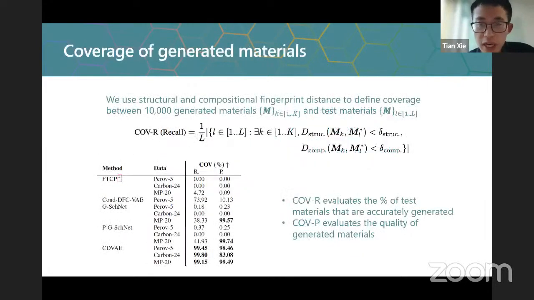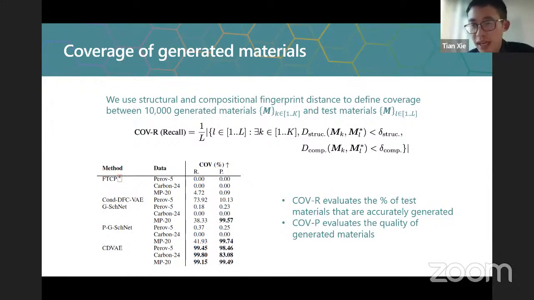And we further define another metric, which we call coverage. Here, we try to compare the distribution of materials we generate to the distribution of the testing materials that we have reserved for the test data set. So here you can define 2 types of coverage. One is what we call coverage recall, which basically evaluates how much.